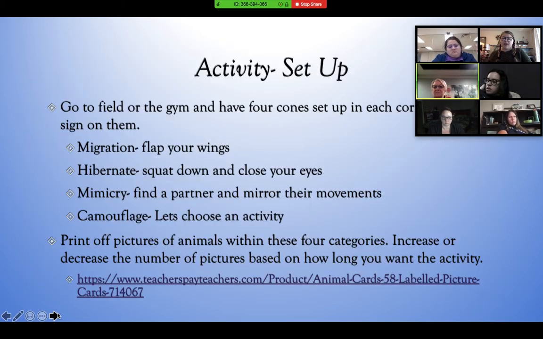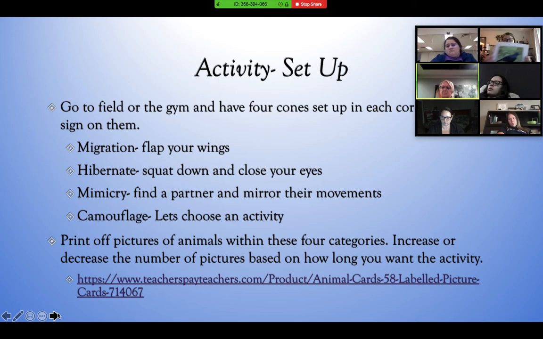So the activity setup. You go to the gym or a field around your school, and you have 4 cones set up, and each cone has a sign on them. So one sign reads migration, and there's an activity that goes with it, which is also on the sign, and that is flap your wings. Another cone has hibernate, which is squat down and close your eyes. Another one has mimicry, which is find a partner and mirror their movements. And then camouflage, it's let's choose this activity together. This gets kids excited because they get to choose an activity and they get to be involved and integrated within it. So this could be jumping jacks, push-ups, anything.